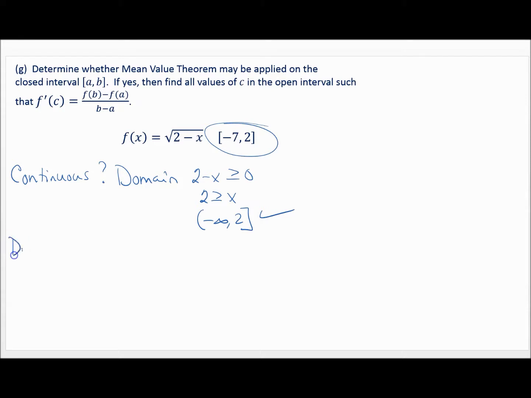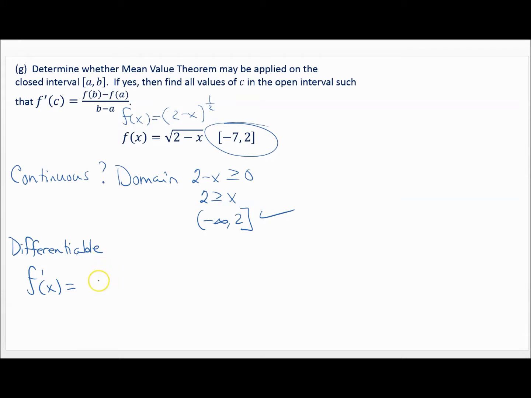Now, is this function differentiable? Well, to really determine if a function is differentiable, you need to take the derivative. So let's do that. F prime of x equals. Now maybe before I take this derivative, we need to rewrite this function. So above it here, how about f of x is equal to 2 minus x to the 1/2 power. So I'll write that radical form in rational exponent form.